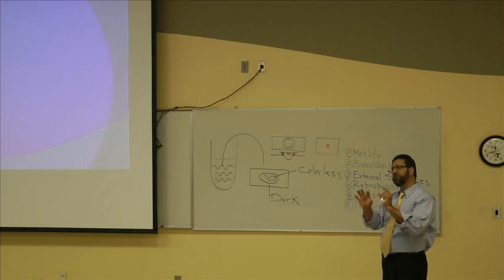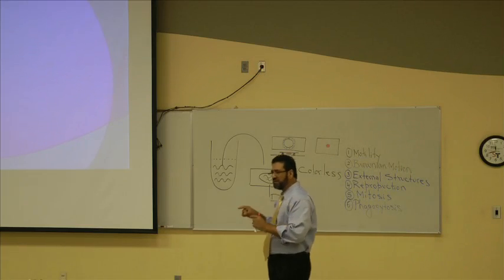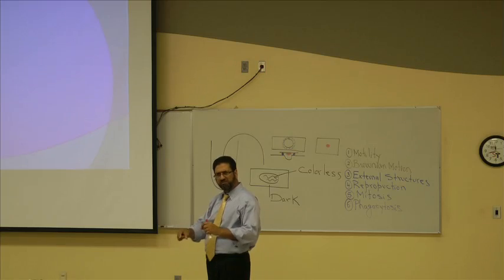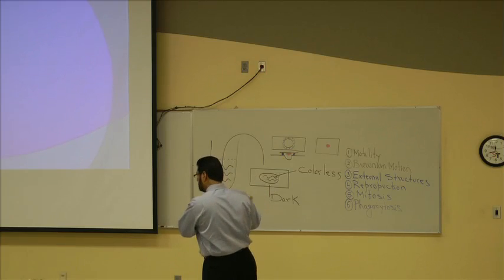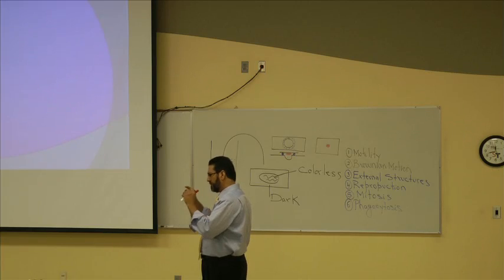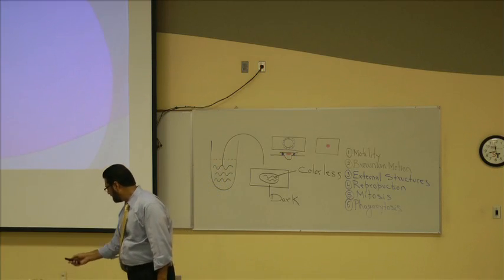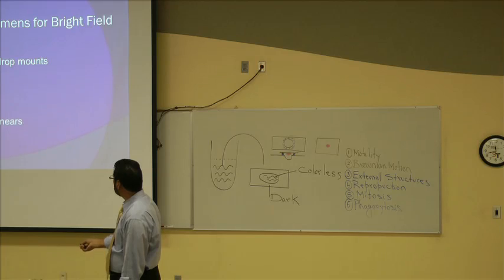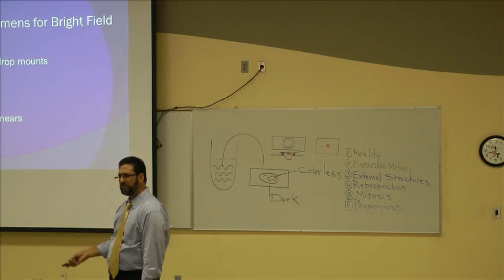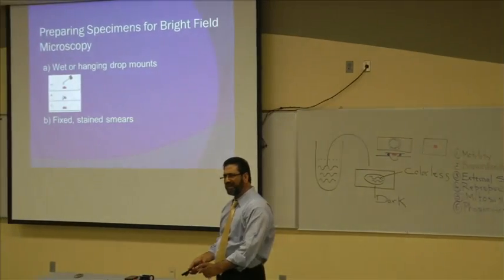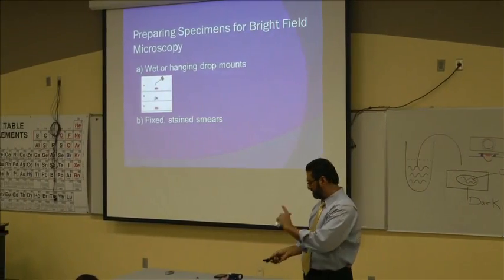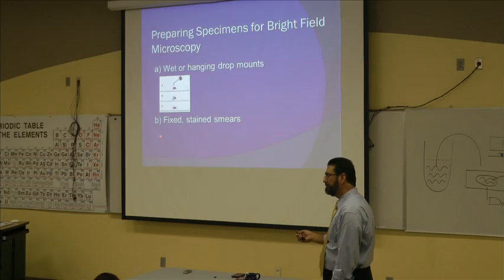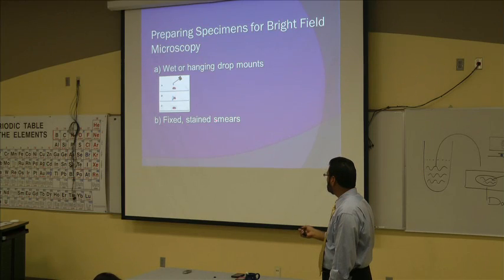So the best way to observe your specimen under bright field is to stain it. Absolutely, you can see it in a wet mount, but the best way is to stain it. Fix your specimen either by chemical or by heat. If your specimen is heat sensitive, use chemical, but the most common method is heat fixation. And then stain it.